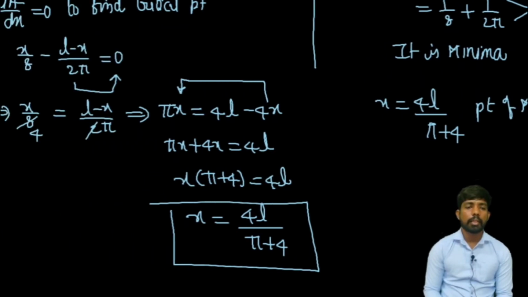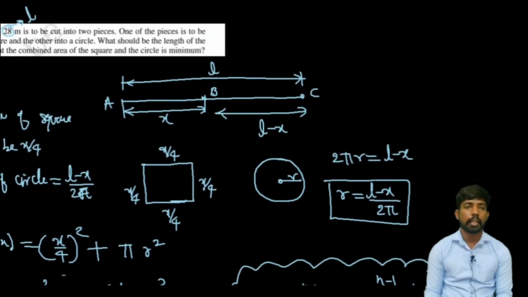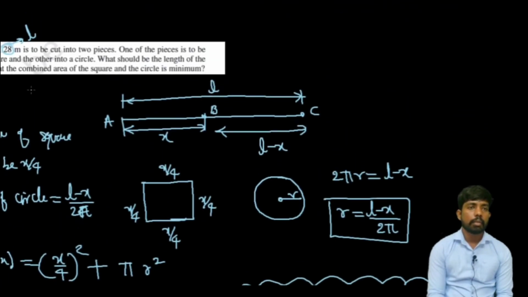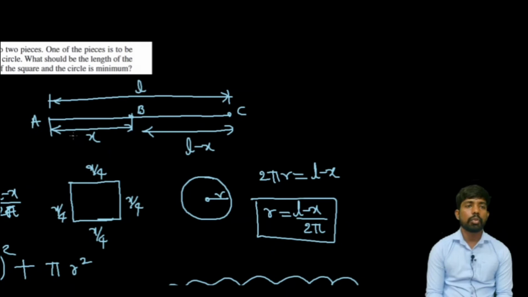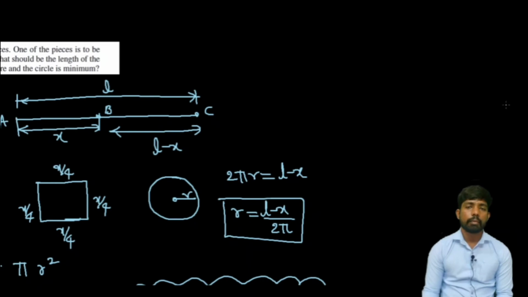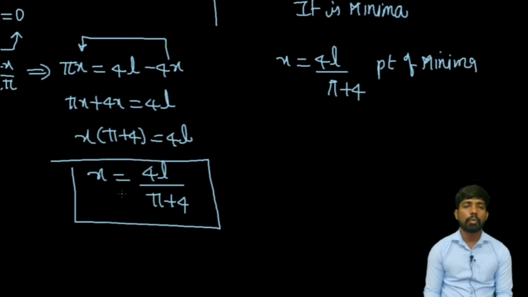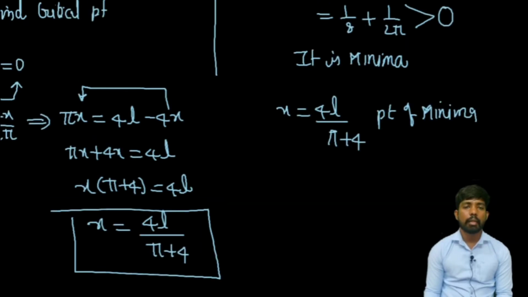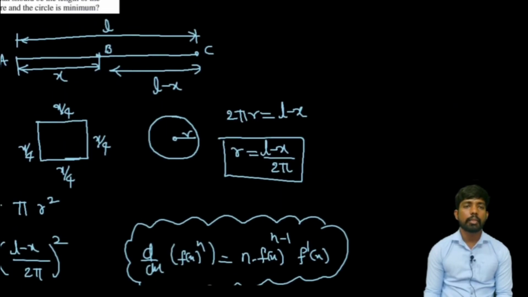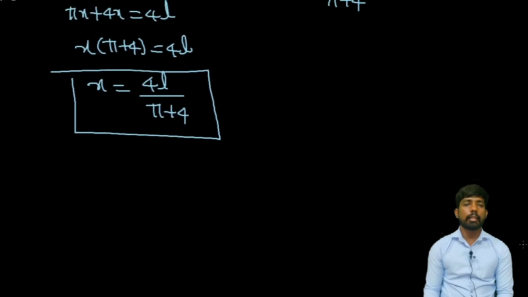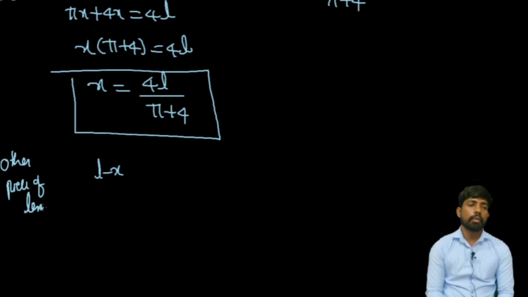That's all. The question is asking to find x. What is x? What should be the length of the two pieces? So here x is the length of the first piece AB, the piece made into the square. That length is 4L by pi plus 4. And the second is the other piece of length, L minus x.